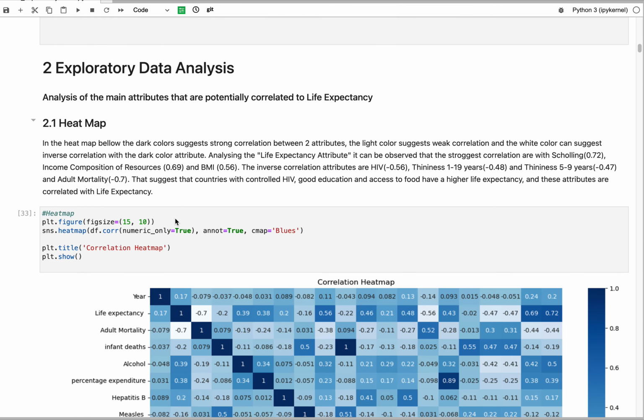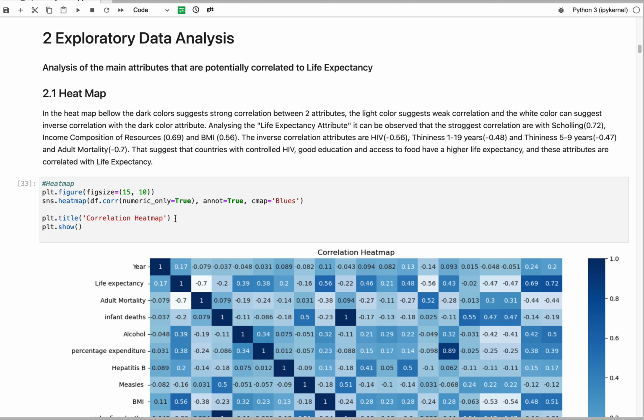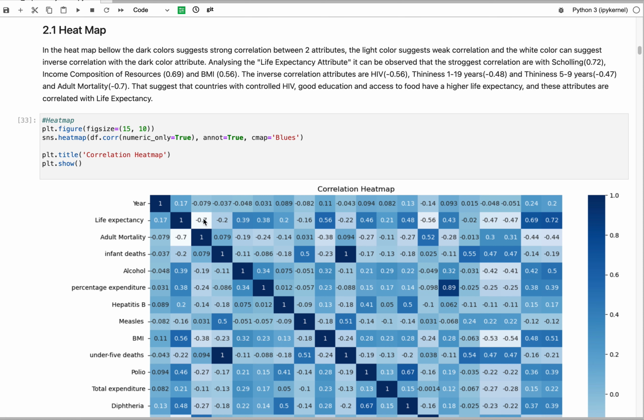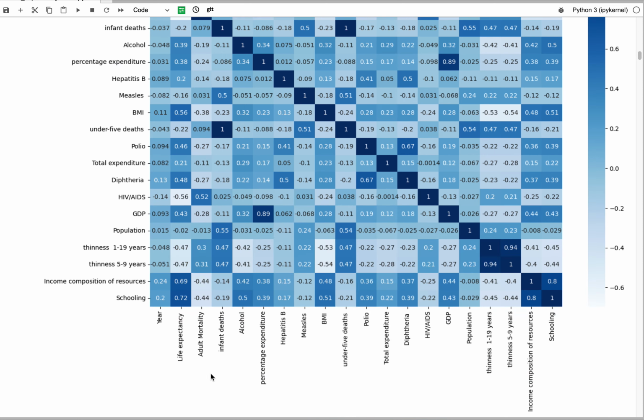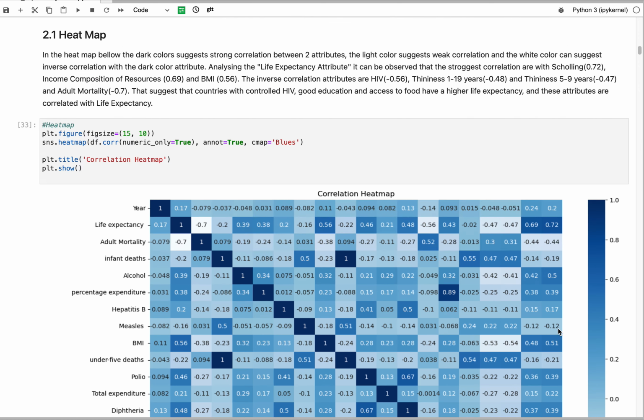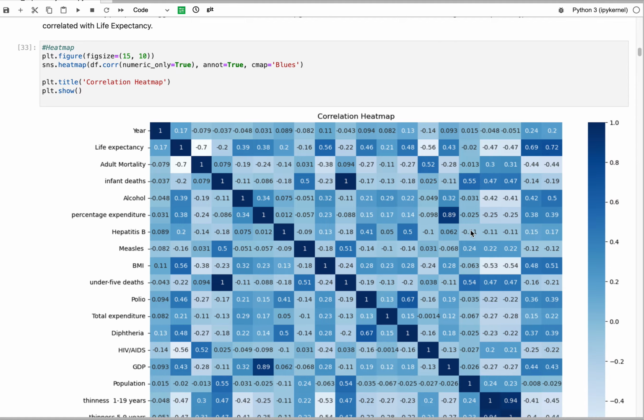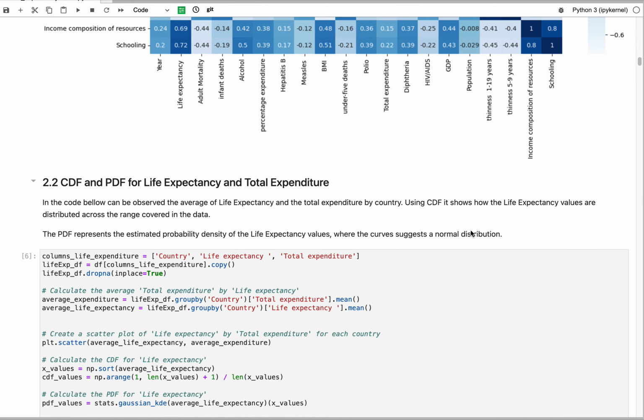Exploratory data analysis. The main exploratory analysis that I saw was in the heat map. You can see the negative correlations that life expectancy and other data have, and also the positive ones here. This one is total mortality, and the other two are income composition of resources and schooling. That means some of those might have a strong correlation with life expectancy, but need further analysis.